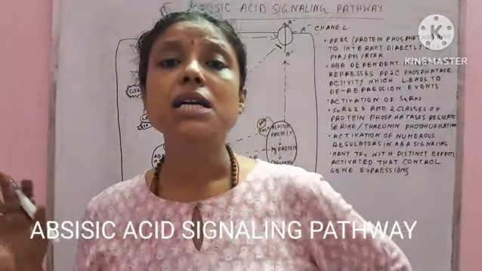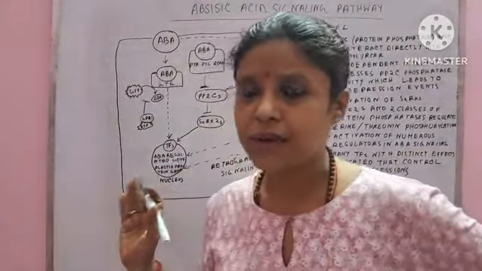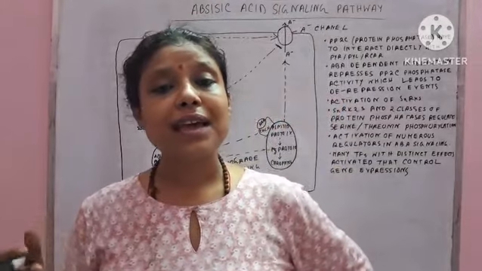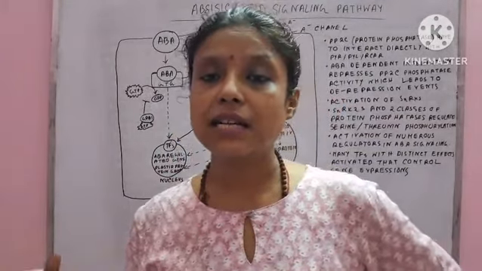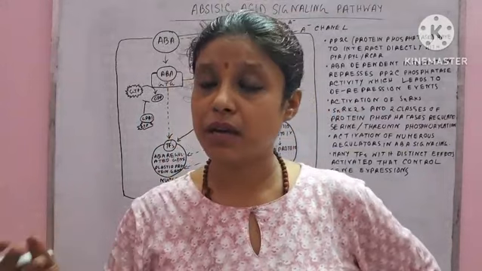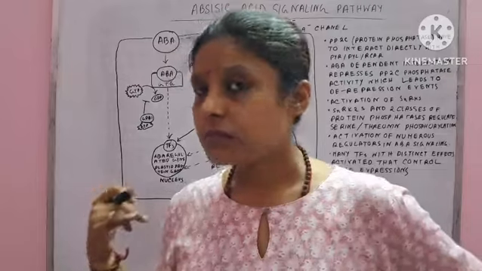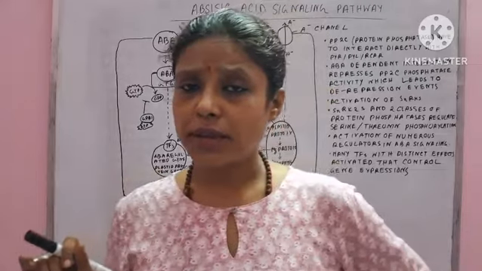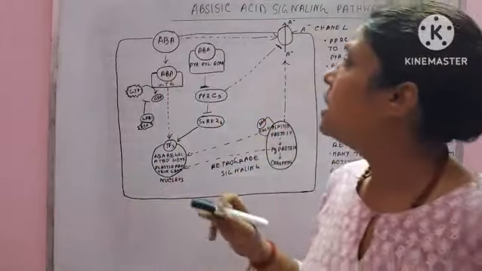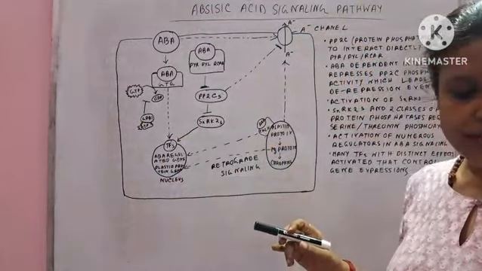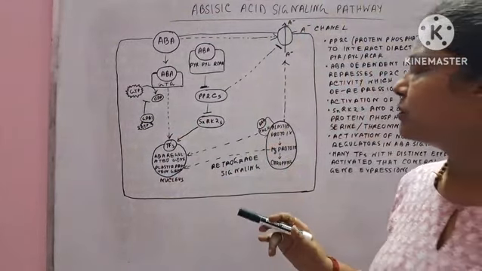This is the abscisic acid signaling pathway, part two, and I have explained the different factors that are involved in this signaling pathway in my first part. So check out the first part and then come to the second part. Here I will try to explain the process of the signaling pathway.